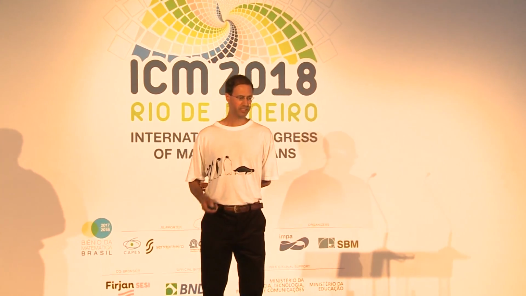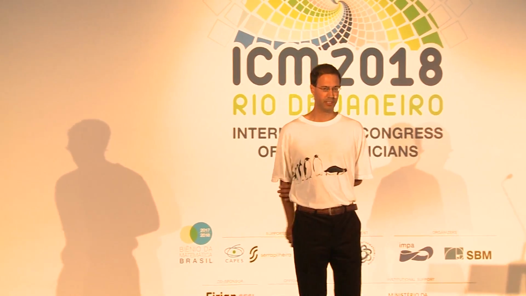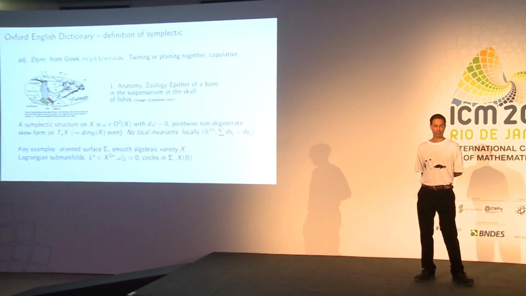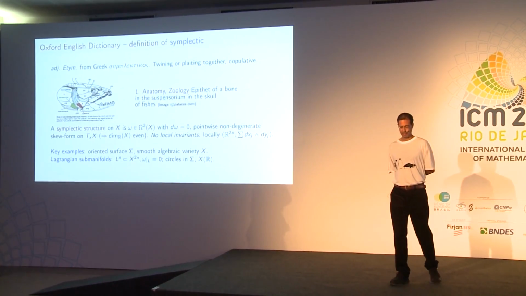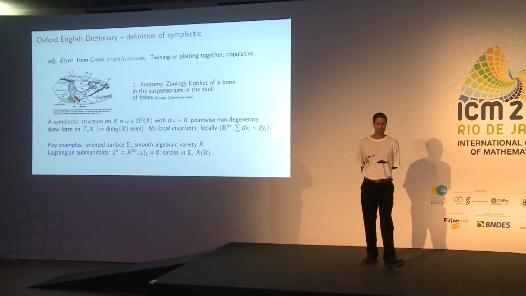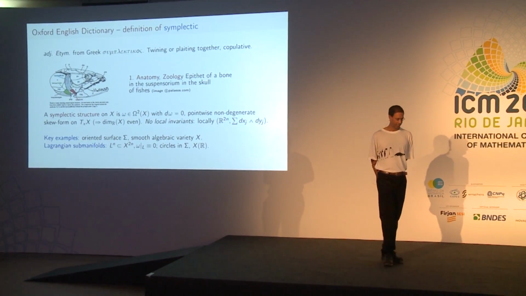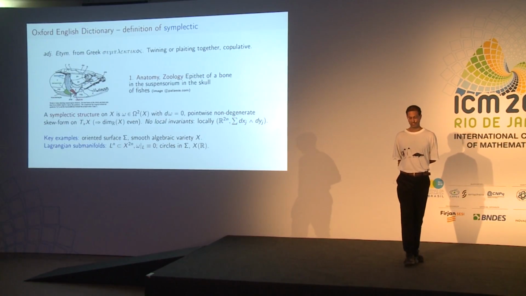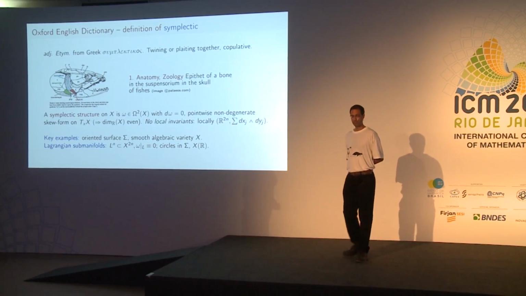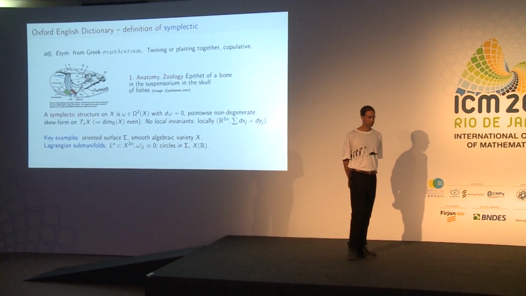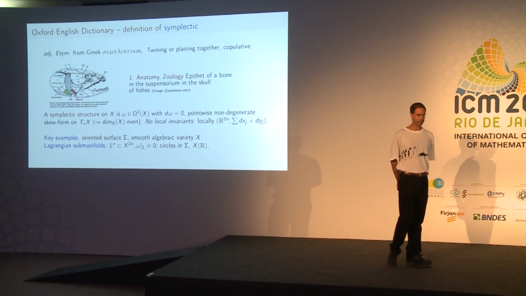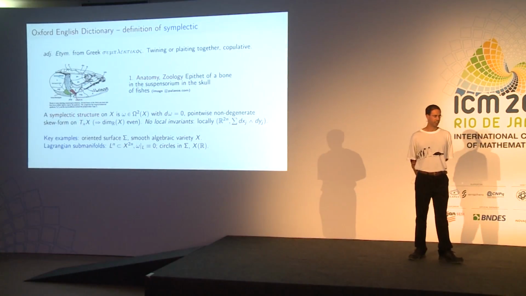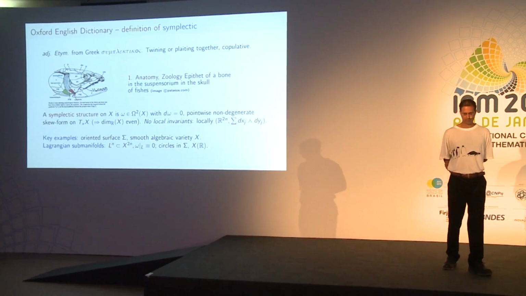If you look up the word symplectic in the Oxford English Dictionary, you find that it means twining or plaiting together, from the Greek symplectikos, and also copulative in the sense of connecting. It's primarily used in anatomy for a bone in the skull of fishes. And what I hope to show is that symplectic structures also connect different ideas in mathematics, sort of parts of our mental mathematical landscape rather than our actual mathematical hardware.